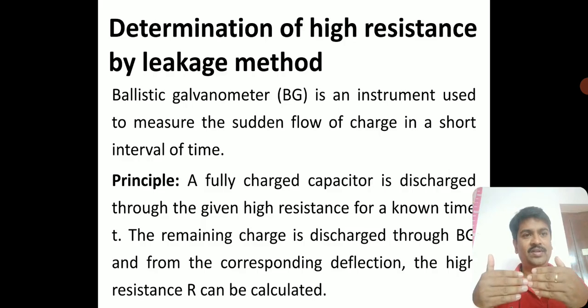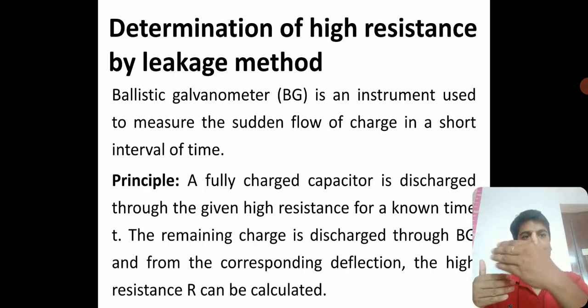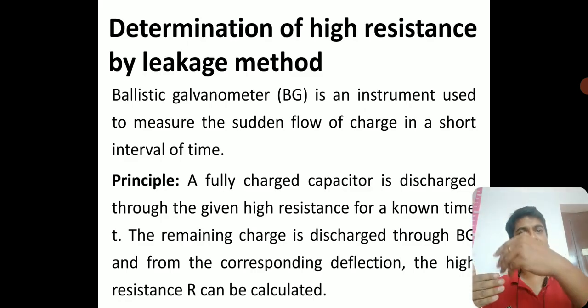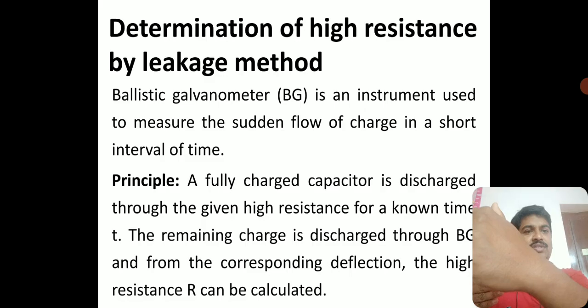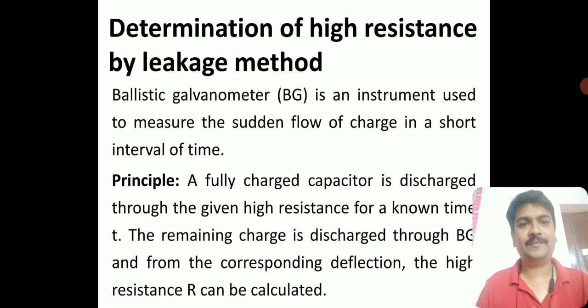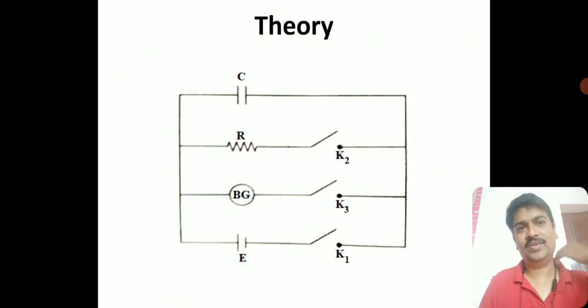Okay, did you get this? So first charge the capacitor, then discharge it through the high resistance for a known time, then the remaining charge on the capacitor is allowed to discharge through the BG, and the BG shows the deflection. Note down the corresponding deflection. From that deflection you can measure the high resistance R. Okay, right, this is the setup which you need to make to find the value of this high resistance R.